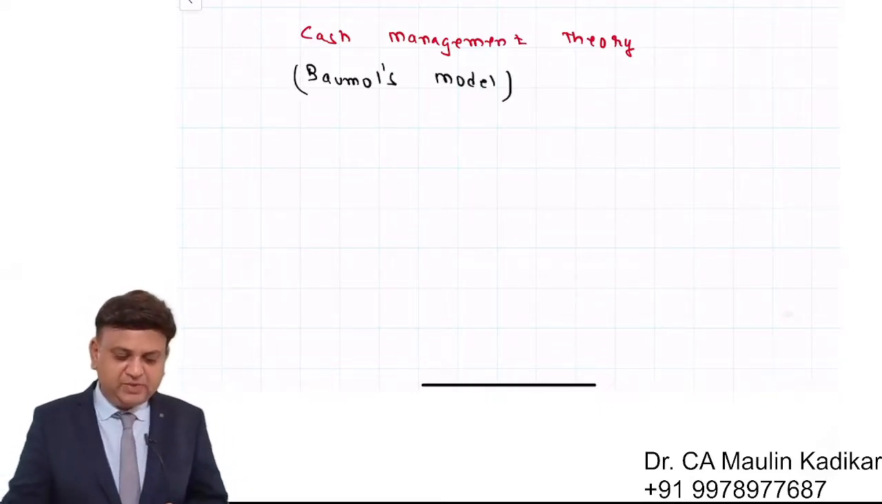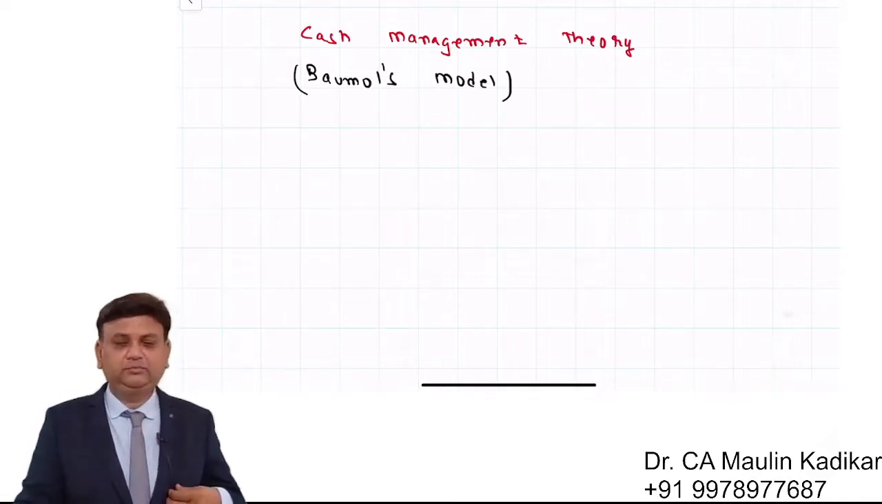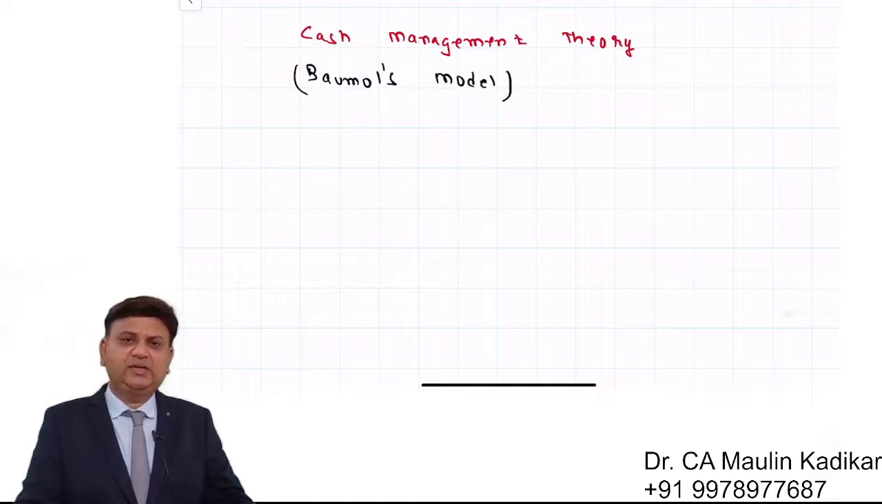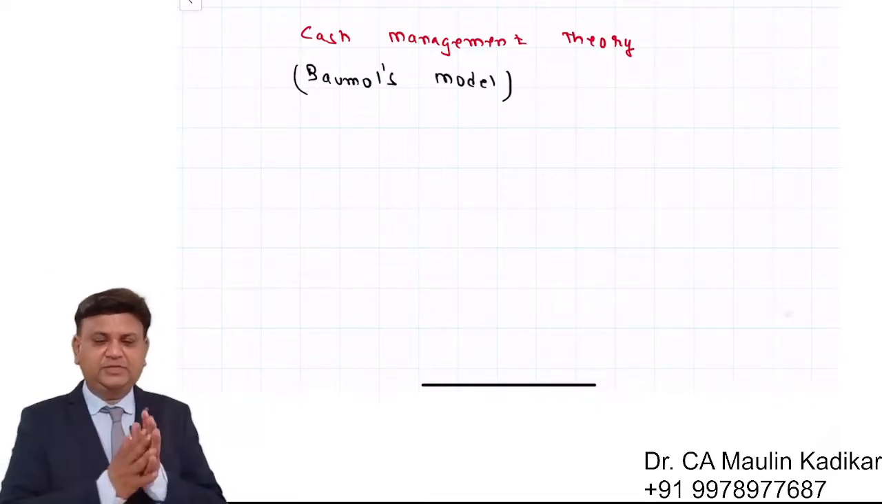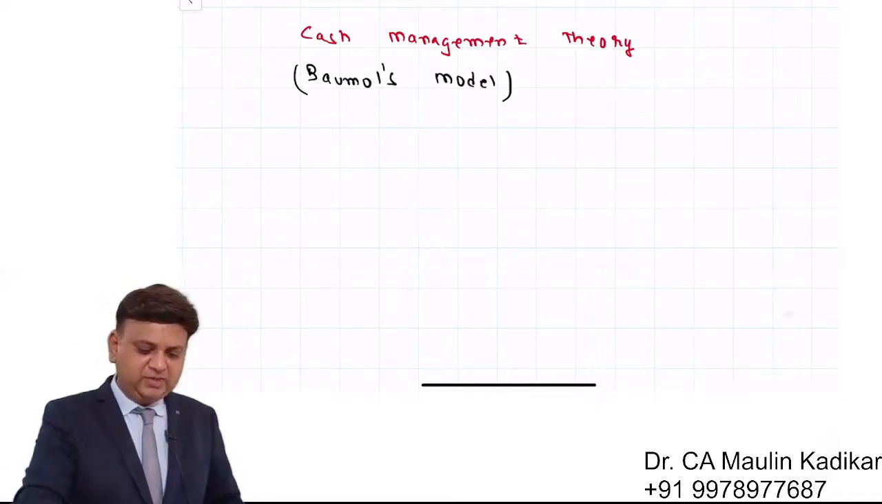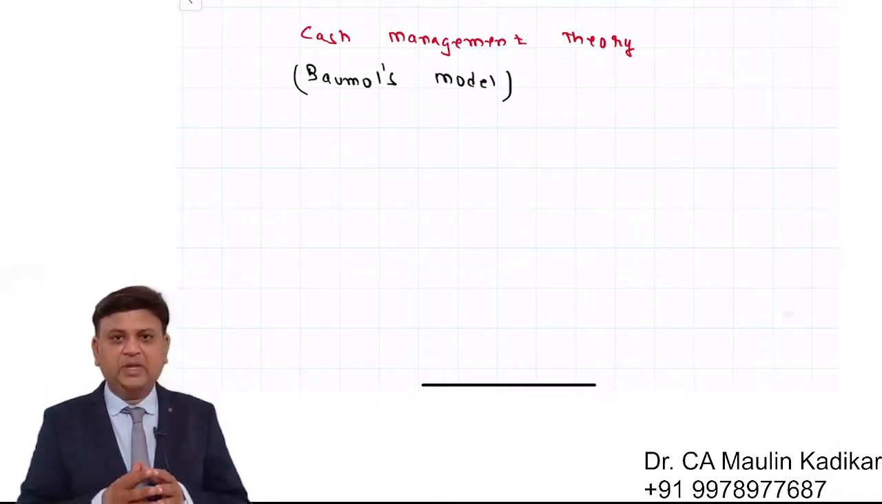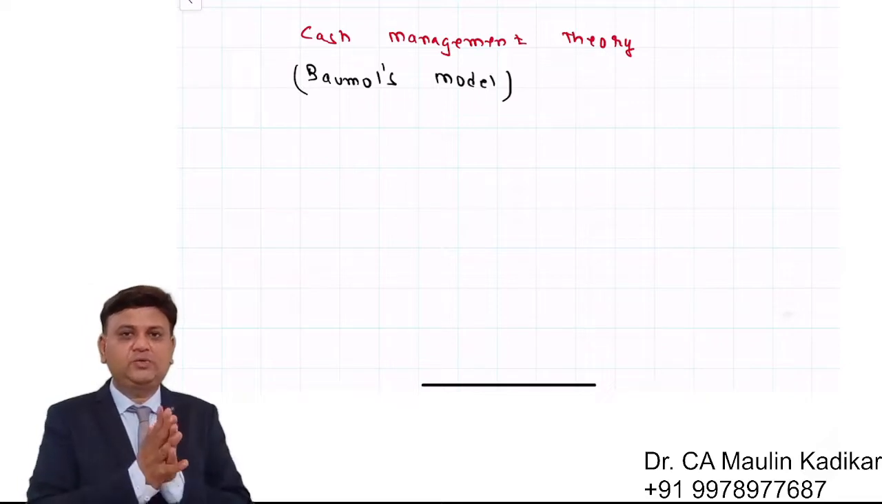There are two cash management theories that we have. One is given the name Baumol's model and the other is given the name Miller-Orr model. What kind of conclusion they have, that is what we are going to discuss. So let us start with Baumol's model first of all.